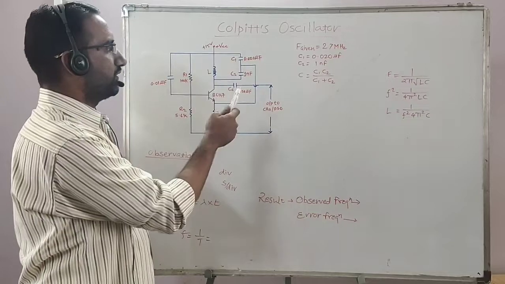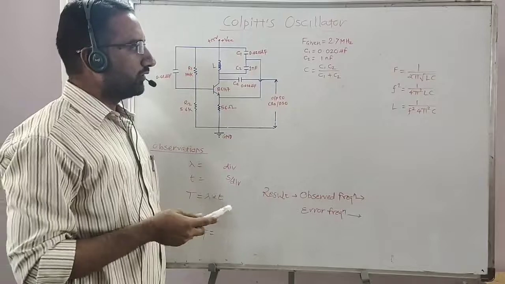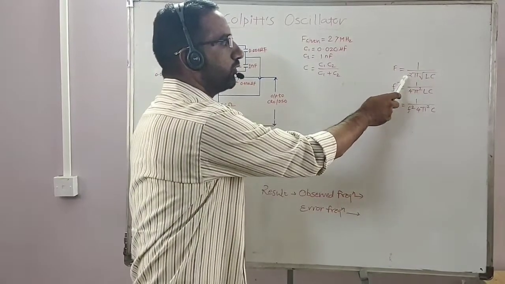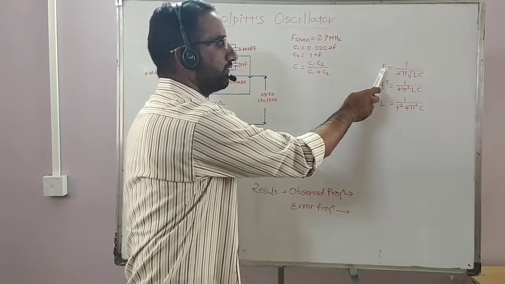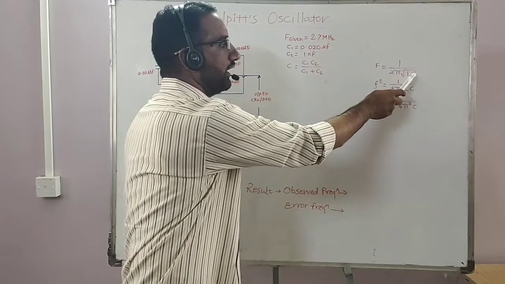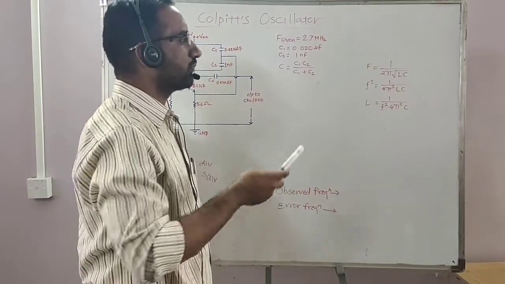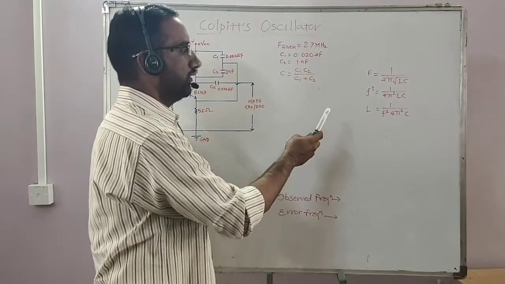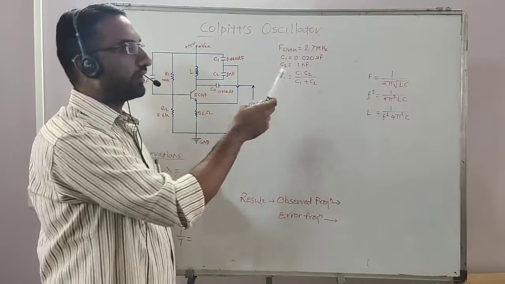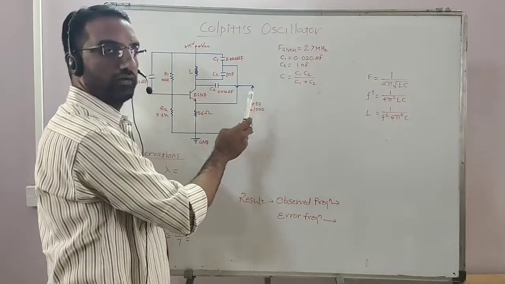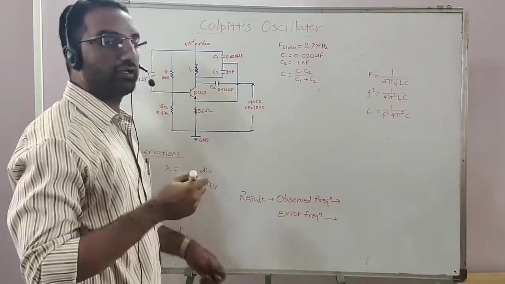For this frequency we have to calculate the value of inductor L and capacitor C. The formula is F equals 1 upon 2 pi root LC, in which three variables are used. Frequency F is given, and the inductor and capacitor values are unknown, so we have to find these two values. It is not possible to find two unknowns with one known value, so I am choosing capacitors C1 and C2. The value of capacitor C1 is 0.020 microfarad and the value of capacitor C2 is 1 nanofarad. From these we can calculate the equivalent capacitance.